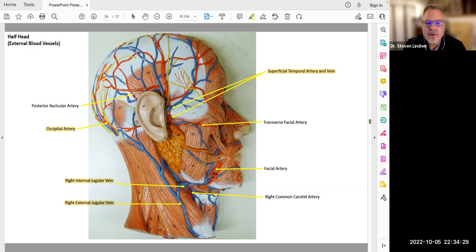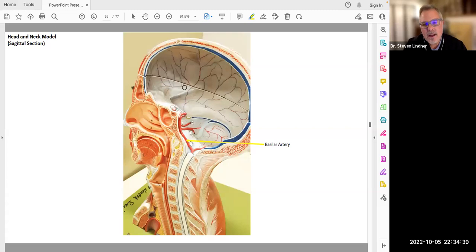Right here, you can see just a little bit of the right common carotid. So as it moves up, it'll divide into an internal and external. Just can't see it from there. Looking at the inside of the skull, here's the artery leading into the brain. So this is just showing the basilar. What's coming up, that would be just before the basilar. As it comes up, that's the vertebral. It's not labeled, but functionally speaking, it's vertebral, then it's the basilar. Okay.